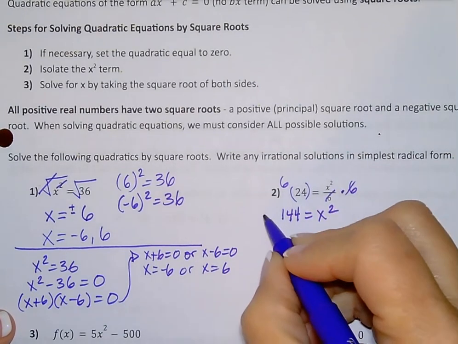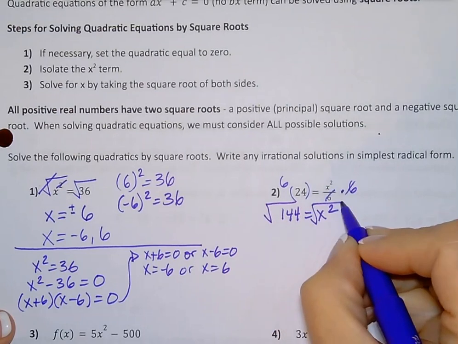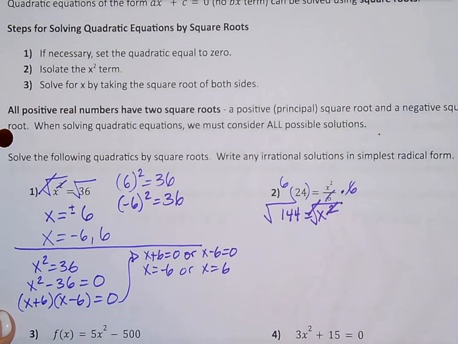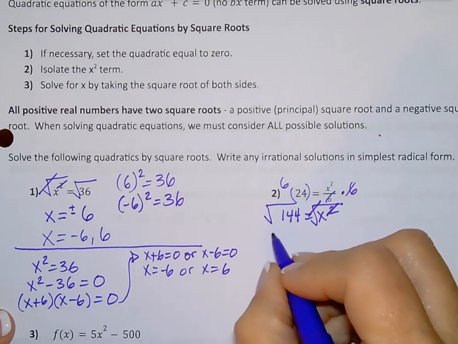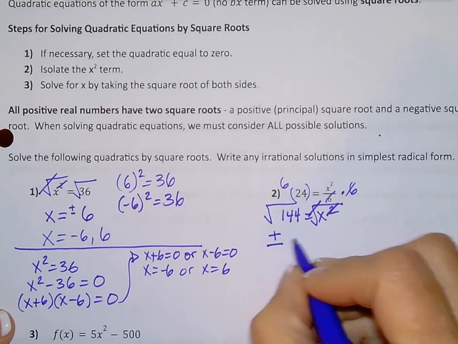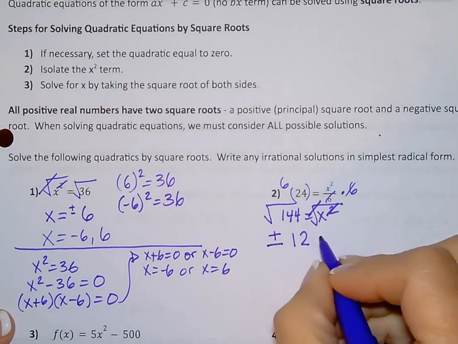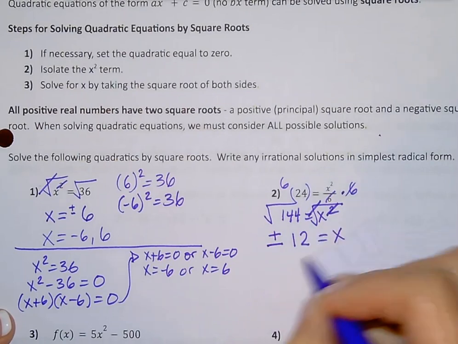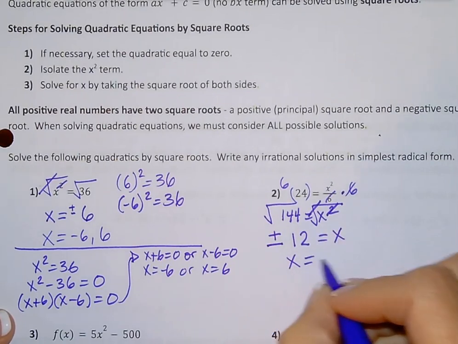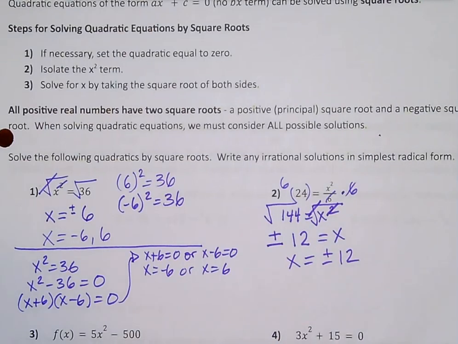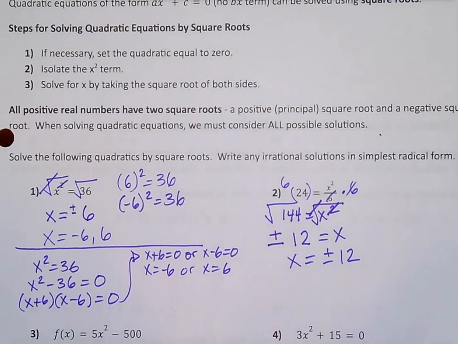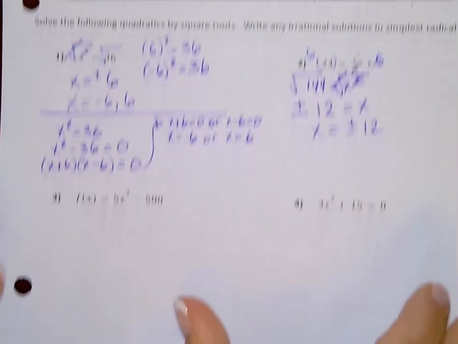Okay, so I'm going to take the square root of each side, because the square root undoes the square. And I know that the square root of 144 can be positive or negative 12. So plus or minus 12 equals x. Or we would say, probably more commonly, x equals plus or minus 12. That's how most people are going to say it. Okay, so those are my answers for 1 and 2. Let's take a look at 3.